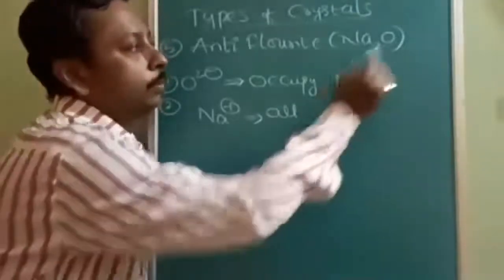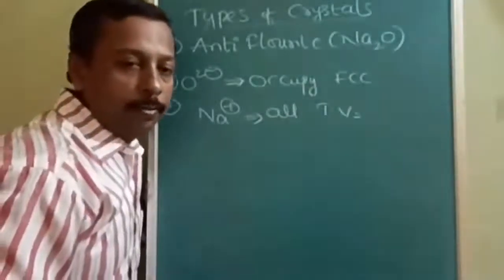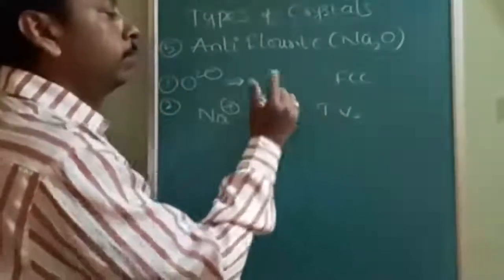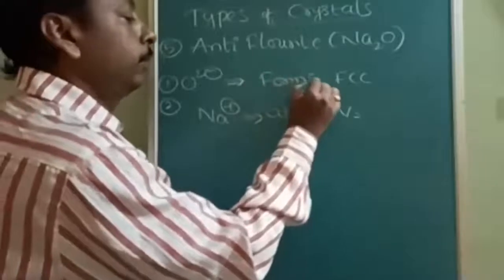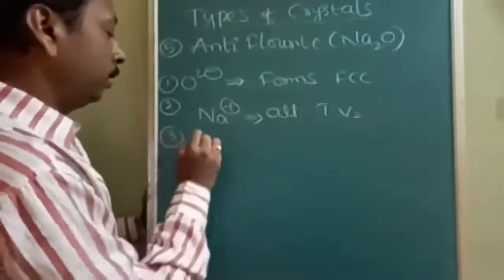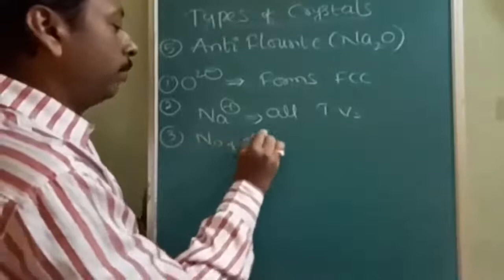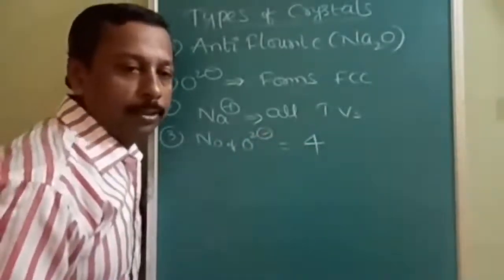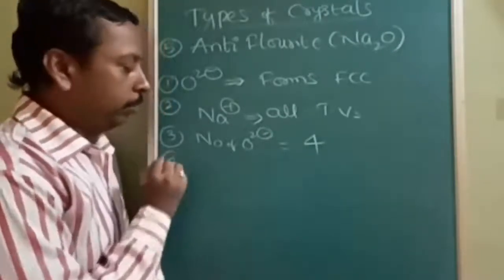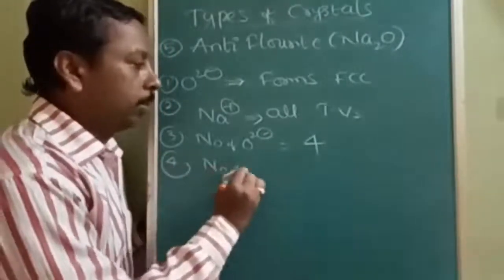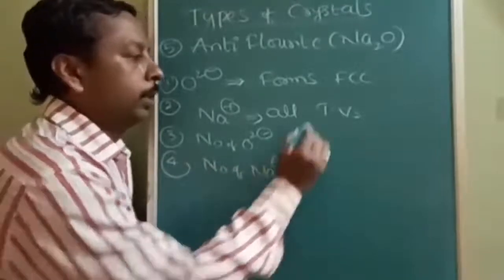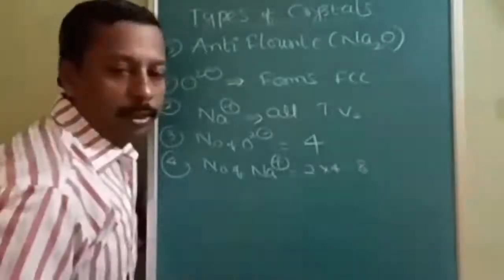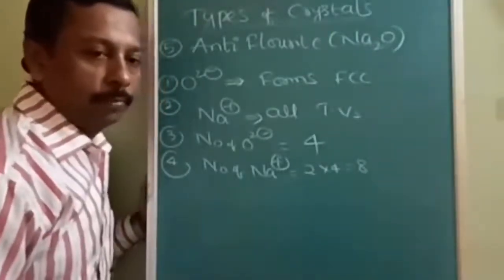Understood? Because twice is there, so whenever twice is there, it is better to go for tetrahedral voids. Actually it is not occupy, it forms. Now what is the next point? Number of O2 minus. I will not write every time. This is 4: 8 into 1 by 8 plus 6 into 1 by 2. Next, fourth point, number of sodium plus. So tetrahedral all, so 2 into 4 equals 8. Number of sodium will be 8.